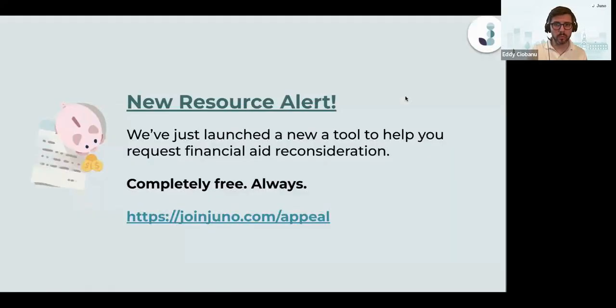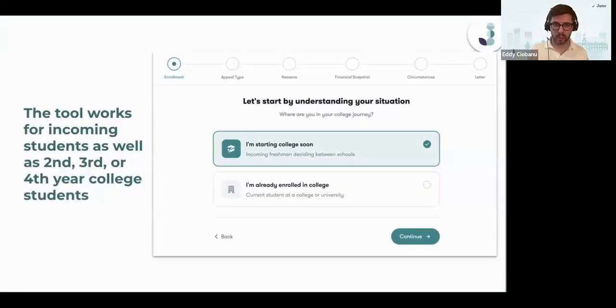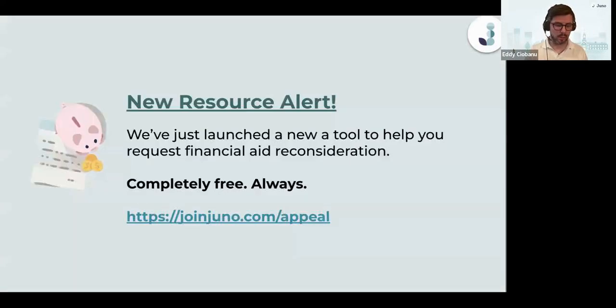Last thing I wanted to mention, and then please feel free to post any questions in the Q&A. We just launched a free tool that's available for all families. This is to help maximize the financial aid that you receive from universities so that you do not have to borrow as much. It's our financial aid appeal generator tool. And so this works for all students who are in college. Whether you're a high school senior or you're currently in college, please make sure to check this out. The link you'll be able to click once you get the slides is just joinjuno.com/appeal.